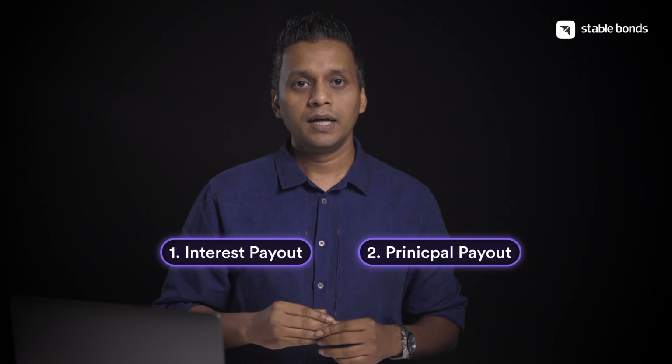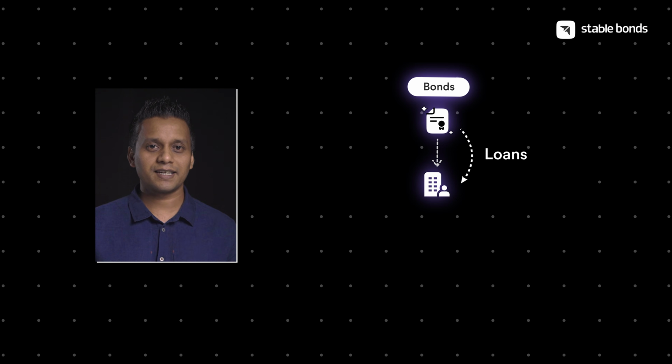Now, how does a bond do payouts, right? Generally, there are 2 components of a bond payout, the interest payout and the principal payout. Typically, popular bonds give out monthly interest payments. Then there are a few who do quarterly and annually, but mostly it is monthly. Think of it as a loan that the company has taken from you and they are giving EMIs to you.